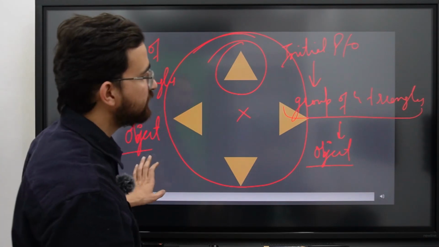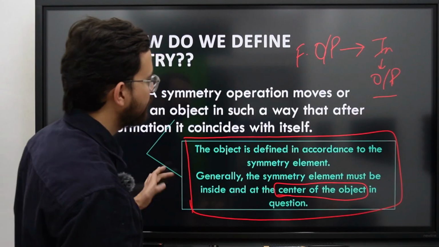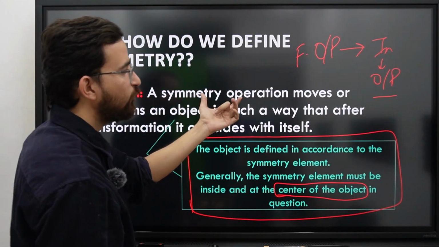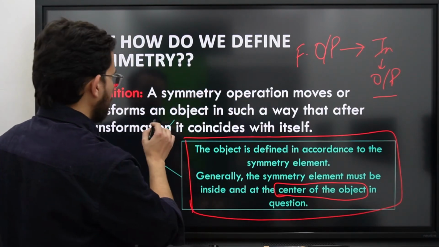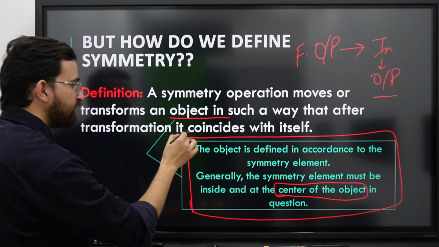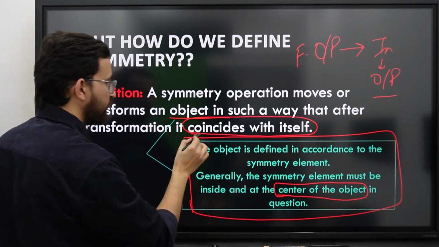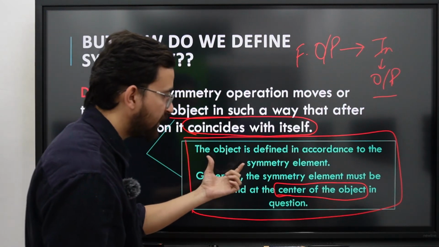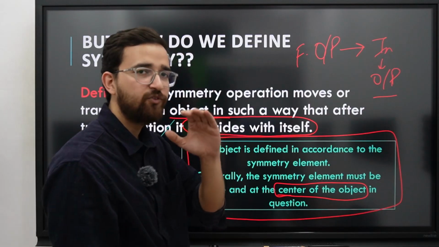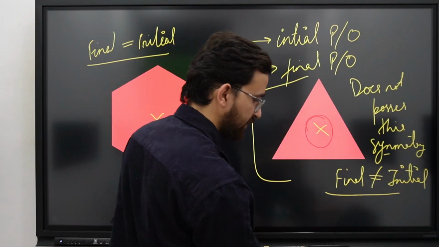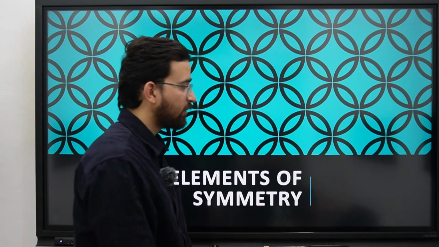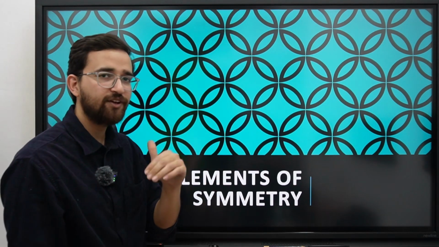Okay, I hope that is clear. So what is symmetry? Symmetry is any operation, any movement that when you carry out, the final object should coincide with the initial object. And the object is defined in such a manner that the symmetry that you're talking about passes through the center of the object itself. I hope that is clear. Okay, so we will continue with elements of symmetry in the next class.